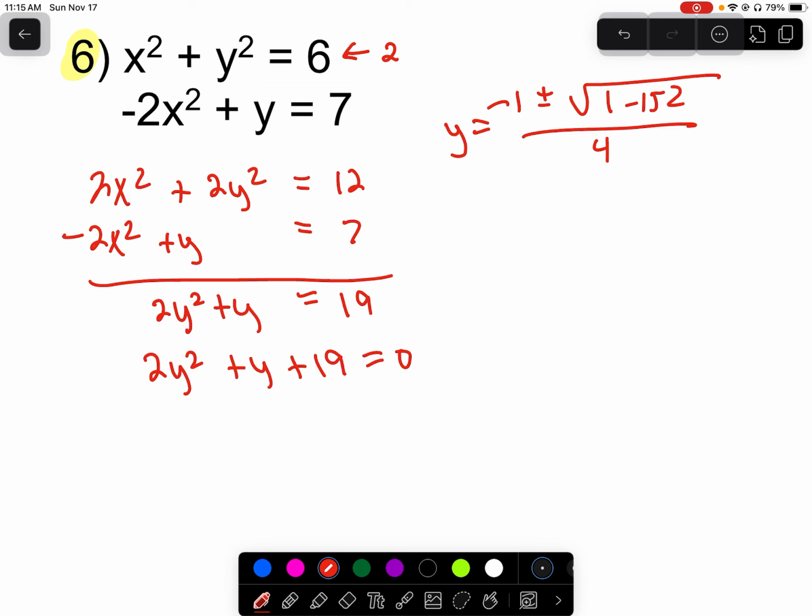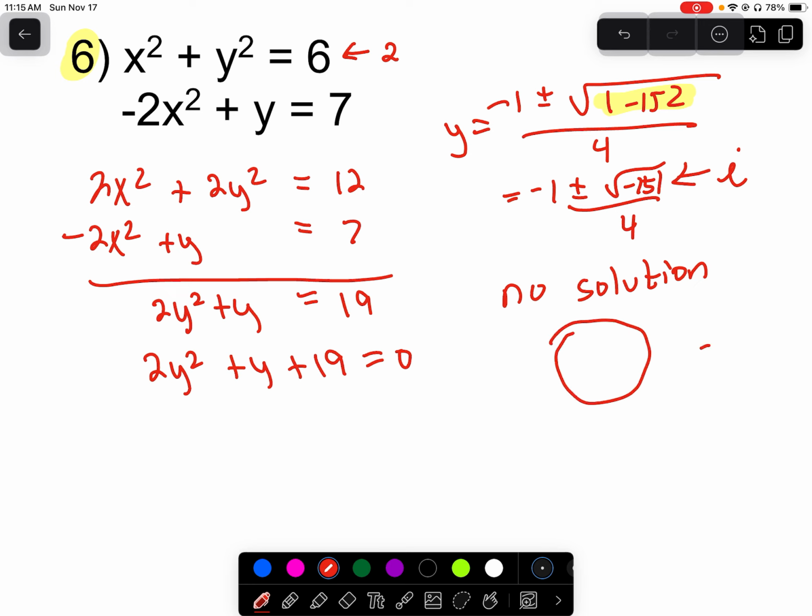Now, this right here tells me that I am going to get an i. Remember, if you get a negative under a radical, we get negative 1 plus or minus the square root of negative 151. That tells me there's an i there. That tells me that there is no real number where these meet. So that is no solution. So what does that mean? Well, that means our circle and our parabola are maybe sitting next to each other and they don't meet up anywhere.